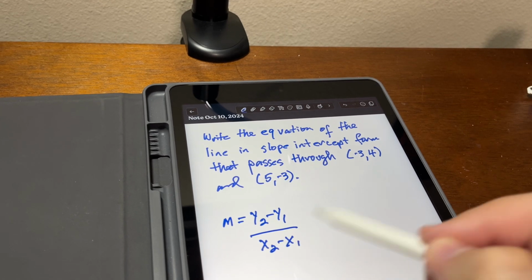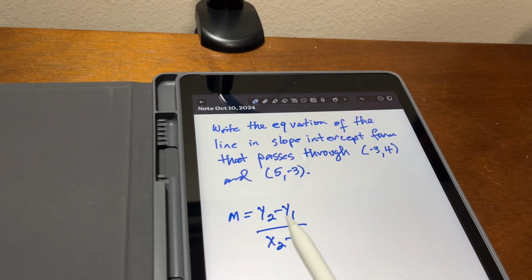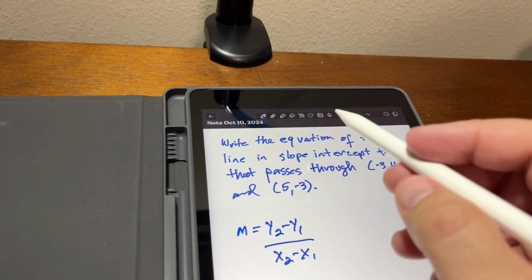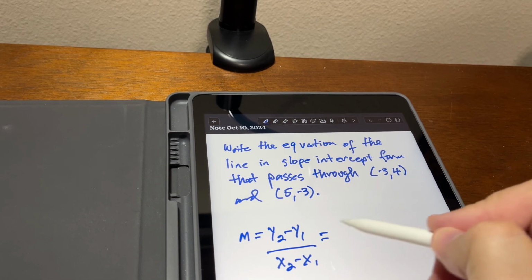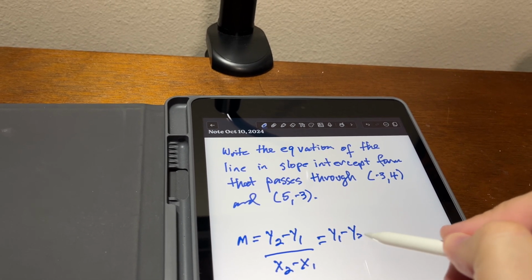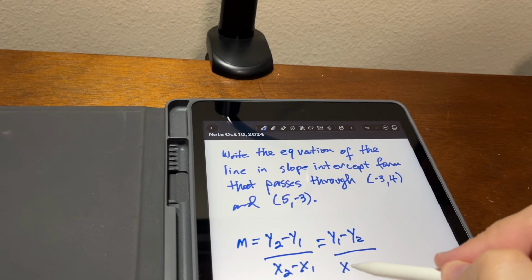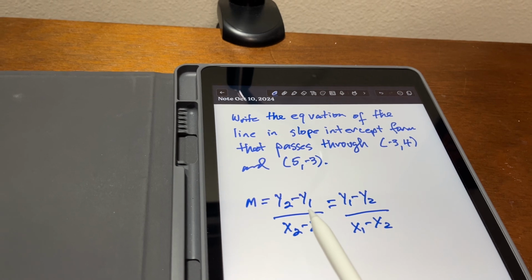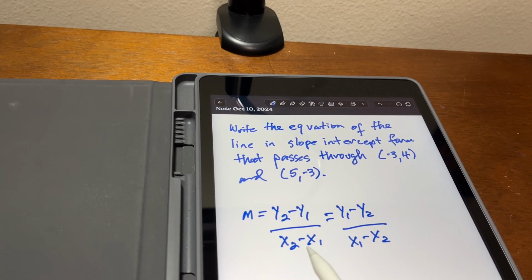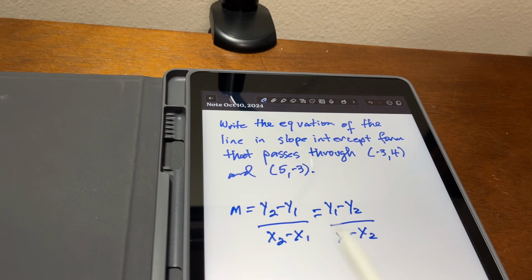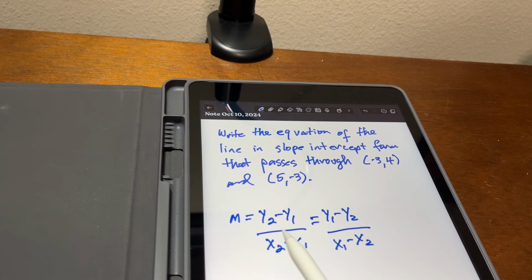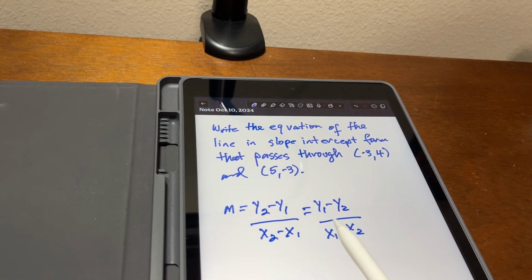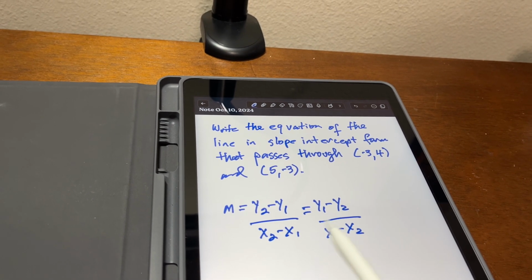Now, a lot of people do this the other way around. In other words, they put the y1 here and the y2 there and the x1 here and the x2 there. It doesn't really matter as long as you're consistent. If you use this version, you need to use this version down here. So if you go y2 minus y1, you better go x2 minus x1 down here. So either one doesn't really matter. I usually use this one, but I was working with somebody recently in a geometry class and they were doing it the other way.